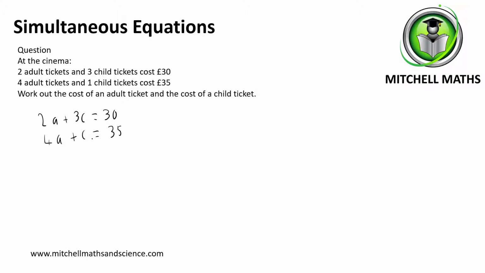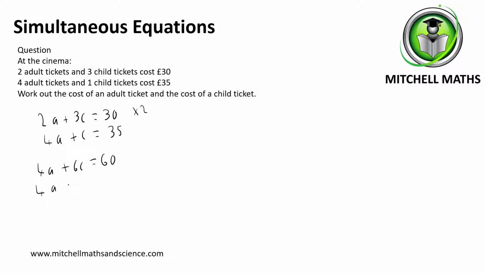I need to decide which equation I want to change, how am I going to make the coefficients equal. I could either times the top equation by 2 to make the a's the same, or I could multiply the bottom equation by 3 to make the c's the same. I think I'll multiply the top equation by 2, which will give me 4a plus 6c equals 60.